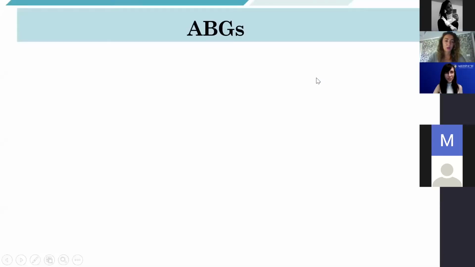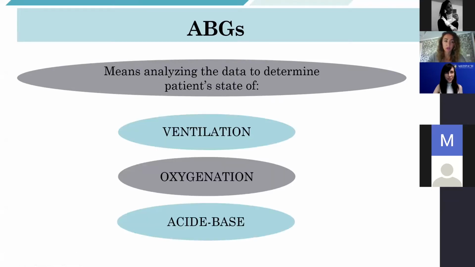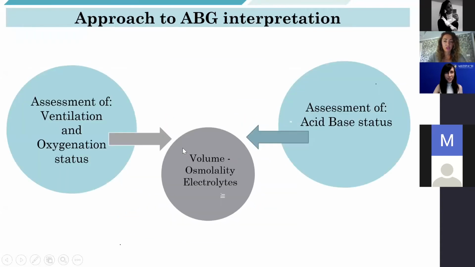When you are looking at the arterial blood gas analysis, you can see that you have parameters to evaluate. In that case, you can see the ventilator status of the patient, the oxygenation status of the patient, and the acid-base status of the patient. There is an interrelationship, but it is less confusing if you consider these parameters separately.